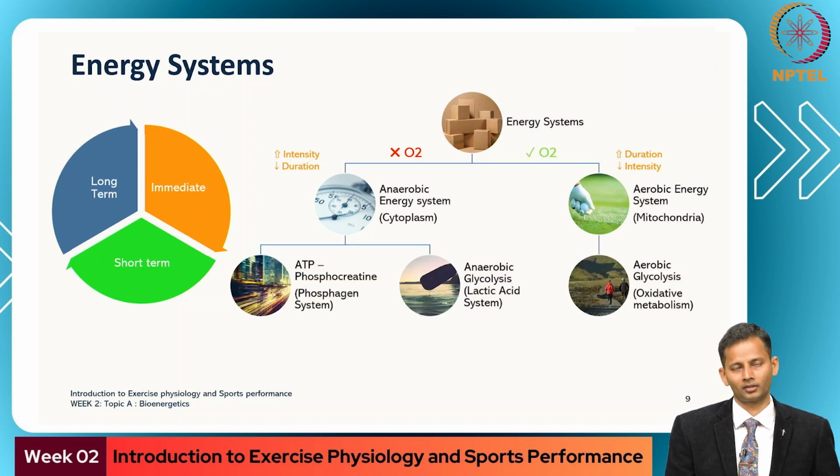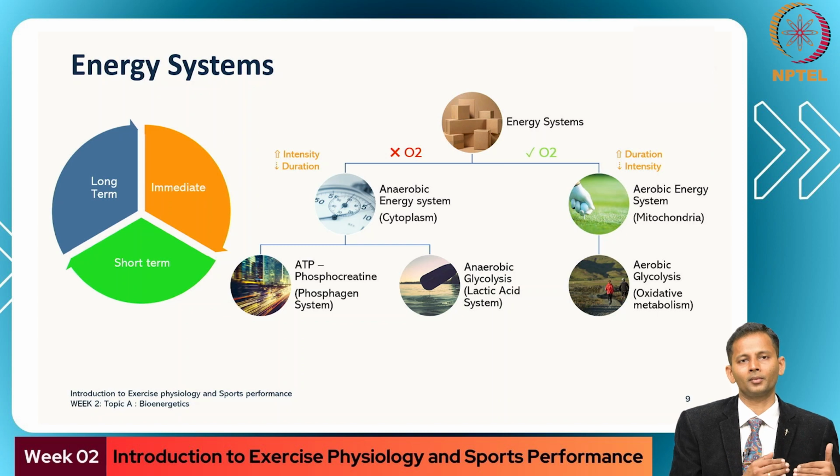Further, the anaerobic system is divided based on the rate at which the energy is available. As I said, if you want energy immediately, then you rely on the ATP phosphocreatine, or phosphagen, system. And if you require energy at a faster rate, but over a period of a few seconds, then you rely upon anaerobic glycolysis. The end product of anaerobic glycolysis, after undergoing the chemical process, is lactic acid, and hence the other name for it is the lactic acid system.